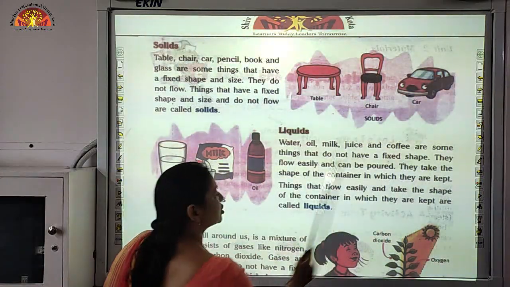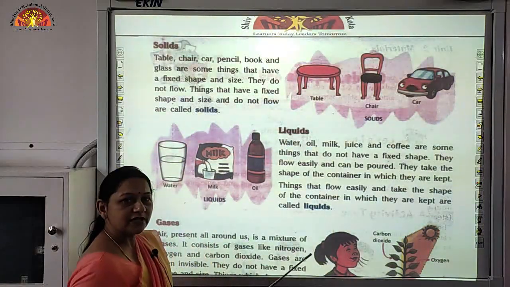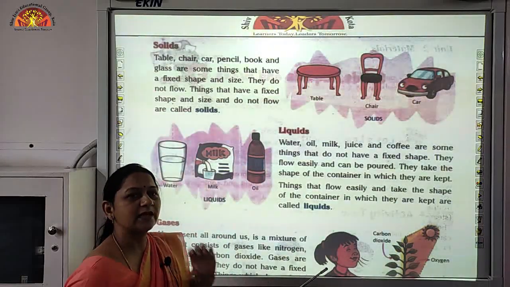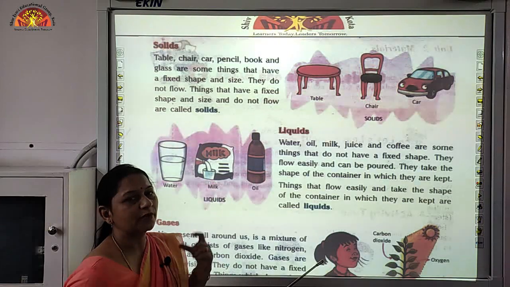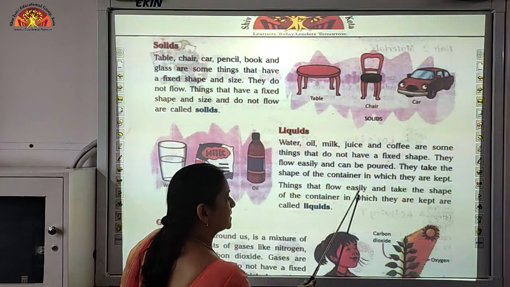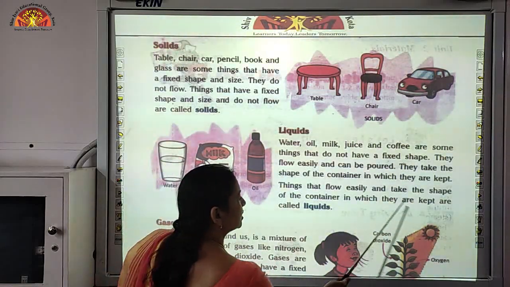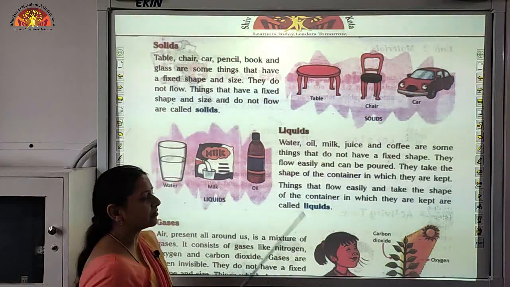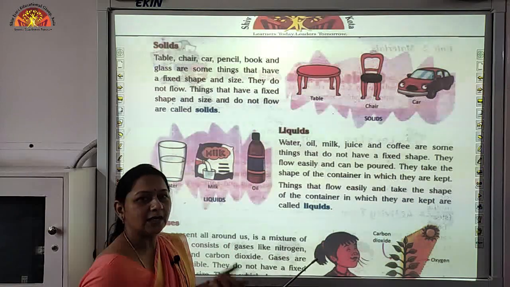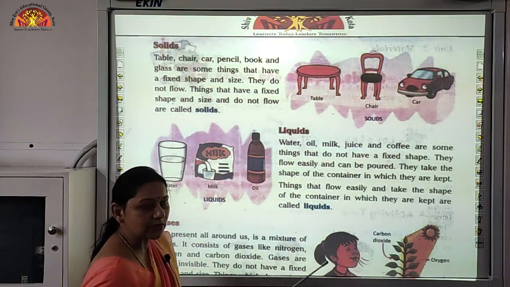So they take the shape of the container in which they are kept. If it is kept in the glass, the water will take the shape of the glass. If it is kept in the jar, it will take the shape of the jar. So what are liquids? Things that flow easily and take the shape of the container in which they are kept are called liquids, as for example juice, coffee, milk, water, all these are examples of liquids.